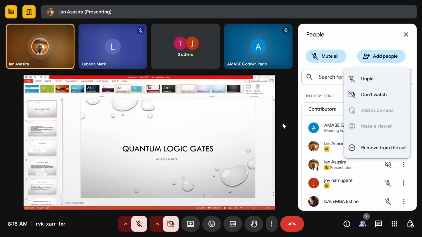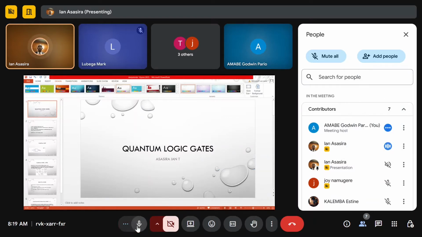So quantum gates. We shall start with a quantum NOT gate. They're very similar to classical gates, but there's a difference, and that difference brings out the quantum capability.